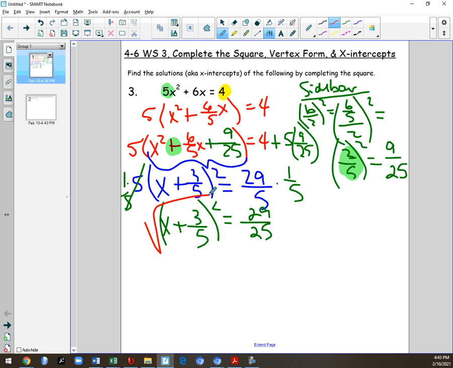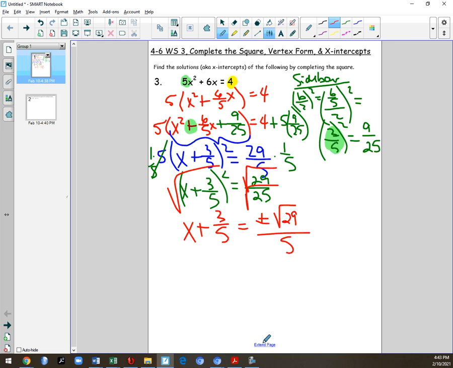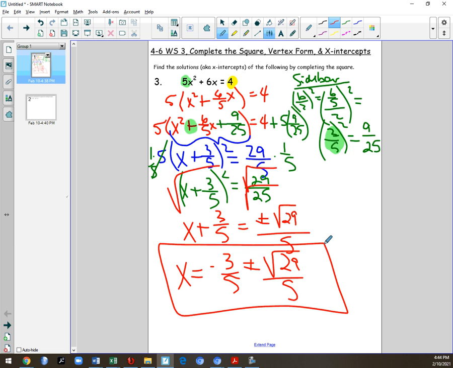Go ahead and take the square root of both sides, top and the bottom there. I have x plus 3/5 is equal to plus or minus the square root of 29 over the square root of 25, which is 5. Can't do anything with 29. I have to bring this 3/5 over by subtracting it. And then you are done.